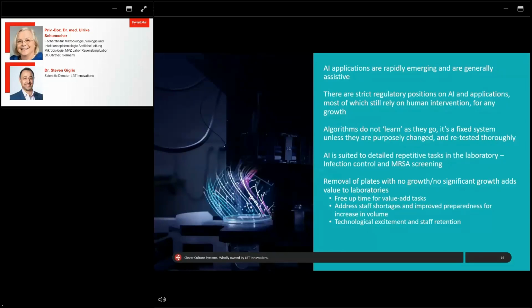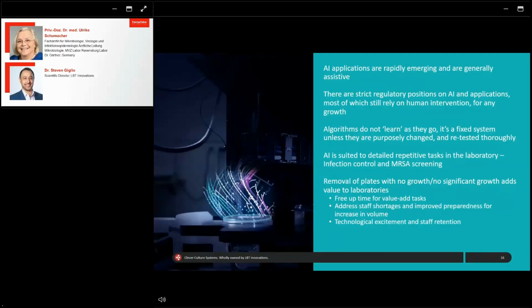A lot of people think that algorithms learn as they go, or ask why can't they do that? Why can't we just have an open system that learns on its own? It's not that easy. It is a fixed system. The regulators demand fixed systems. Happy for you to change what the system is, but changes need to be purposely made and retested thoroughly. So there's a fair bit of work that goes into that.